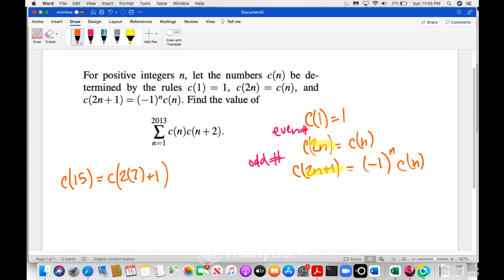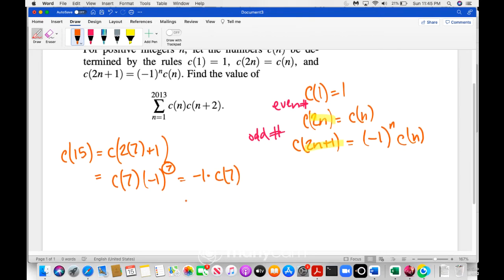And according to our rule, this is the same thing as c of 7 times negative 1 raised to the 7th power. But since negative 1 is being raised to an odd power, this alternates, and we're going to get negative 1 times c of 7. But c of 7 can also be written in the form 2n plus 1, where in this case our n is going to be 3. So this is going to be negative 1 raised to the 3rd power times c of 3.